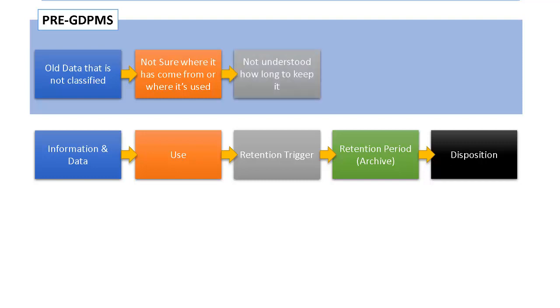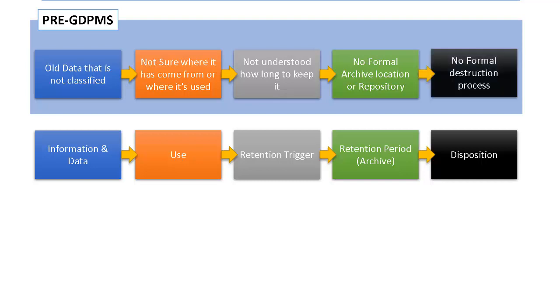It's not understood how long you should keep each of those records for. There's no formal archive location or repository for the information once you've finished using it. And there's no formal destruction process. So these are the problems that you're going to be facing in not having a formal record keeping structure. The other thing to consider here too is that record keeping is a fine art.